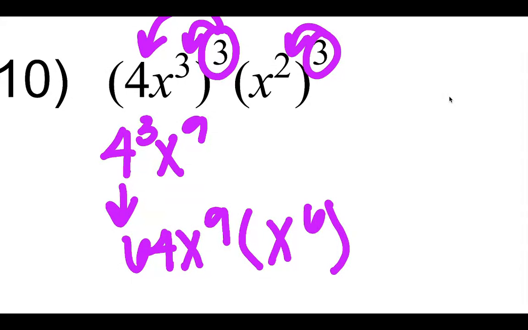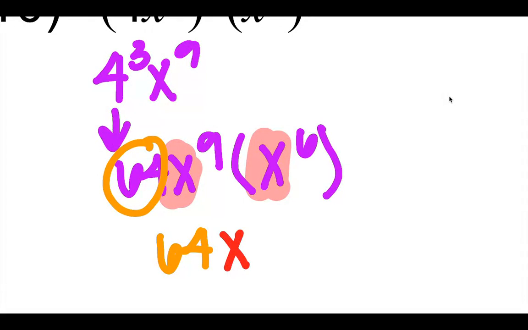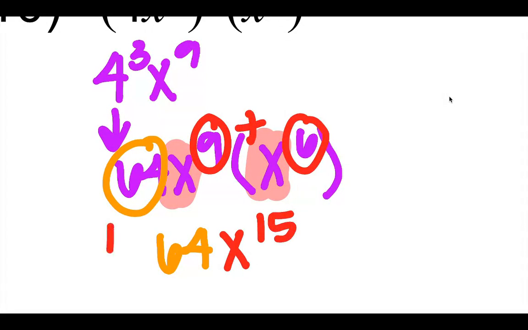Okay, now I can combine these by multiplying. Multiply the numbers first. Sorry, skipped a step there. Multiply numbers first. Again, it's just 64. There's no other number. That's what I did first. Then I'm moving on to the x's here. And I've got multiplying, so I've got 9 plus 6. We're going to add those together, which is 15.